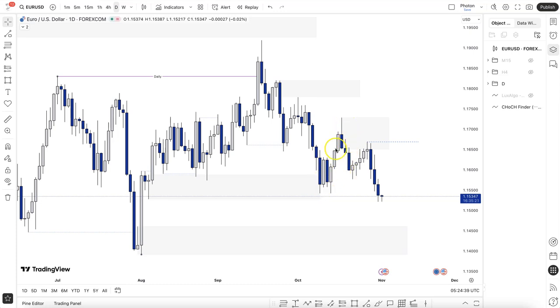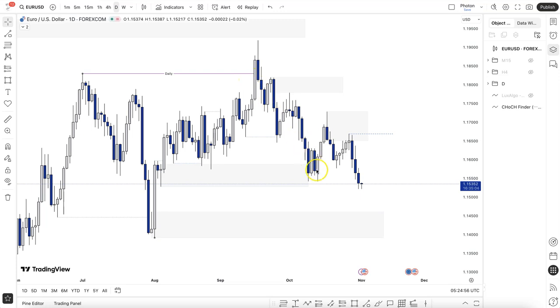Why? Because for a pullback to be over, the minimum that I'd like to see is a change of character, which will happen once we take out this candle. And after that, an internal break of structure, which for me would be this candle. So for me right now, the daily internal structure is bearish and we're playing the daily pullback.